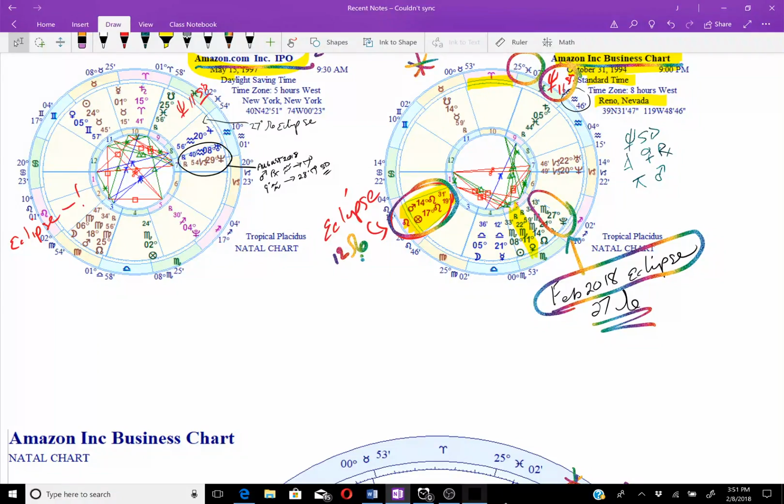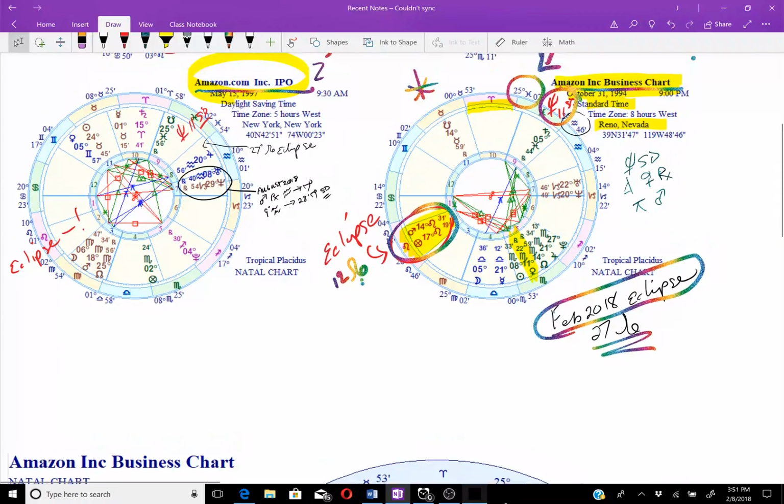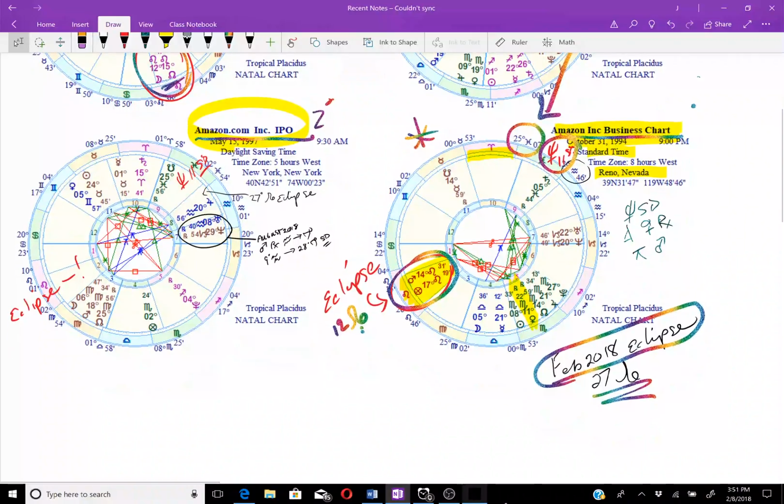Not completely sure. But we will definitely see. The other thing I just want to point your attention to, because this is the business chart, right? If you notice, the natal Jupiter and Pluto, we know they're both together in Scorpio, right? So this company technically is on a Jupiter return.